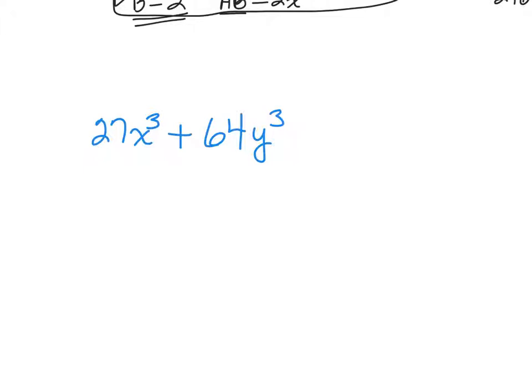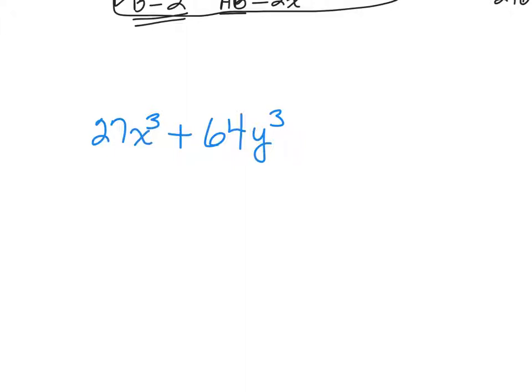Since it's got two terms, the first question I would ask myself is, is this the difference of squares? And it's not. First of all, it's not a difference. And second of all, things are being cubed, not squared, and 27 is not a square number either. So it's not that. Then I'm going to ask, is it the sum or difference of cubes? And the answer to that is yes. 27 is the cube number for 3. 64 is the cube number for 4.